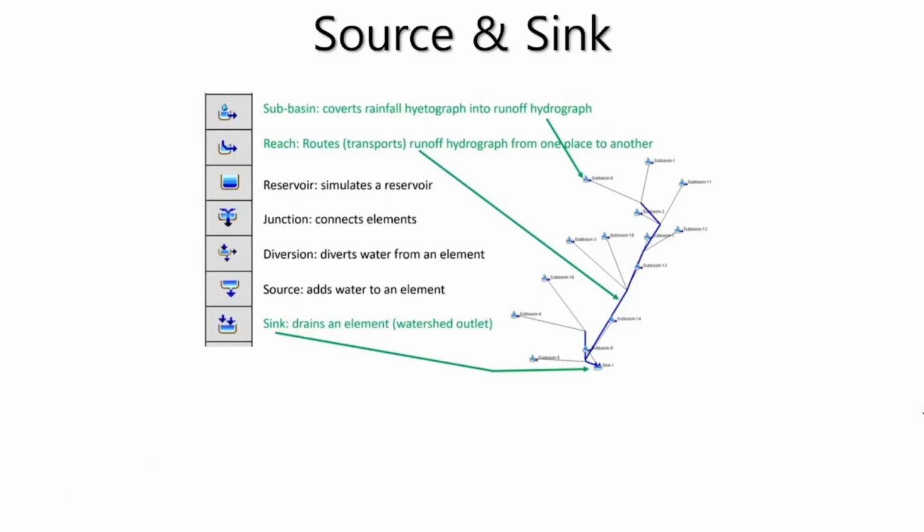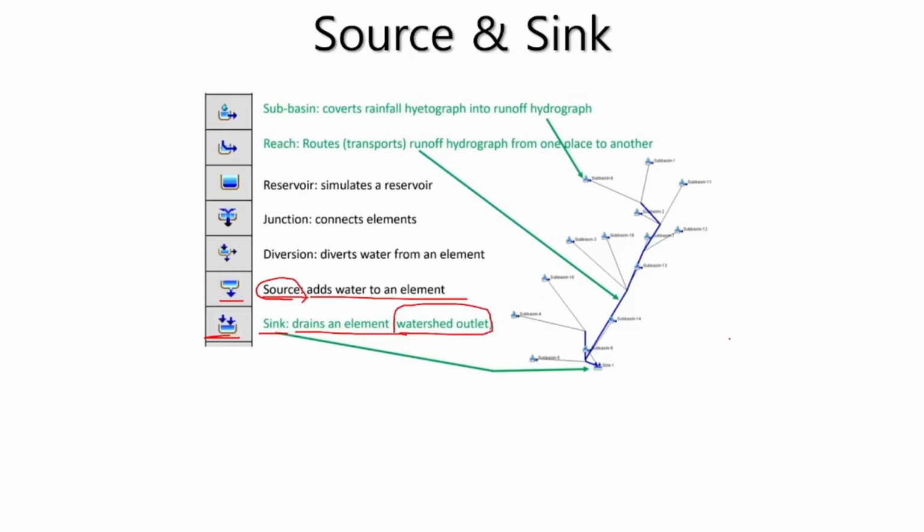Okay, let's talk about source and sink next. A source in HEC-HMS looks like this, and it adds water to an element. So it's basically a source of water, where it comes from. And then we have a sink. It looks like this in HEC-HMS, and it drains an element, and it basically works as a watershed outlet.